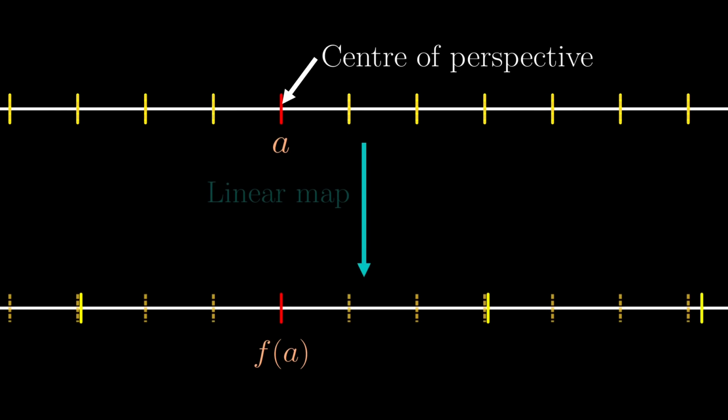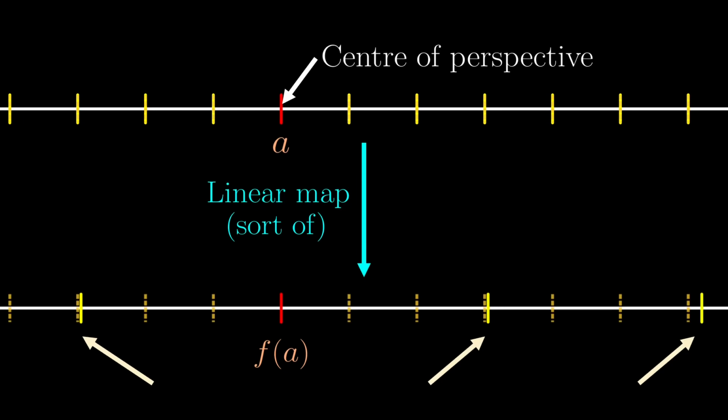Here is a little technical remark. In general, the point a will move to f of a rather than just staying put, so in fact, we have been centering our perspective on a. This means that we can treat this as a linear map, well, sort of, because it's just approximately one.